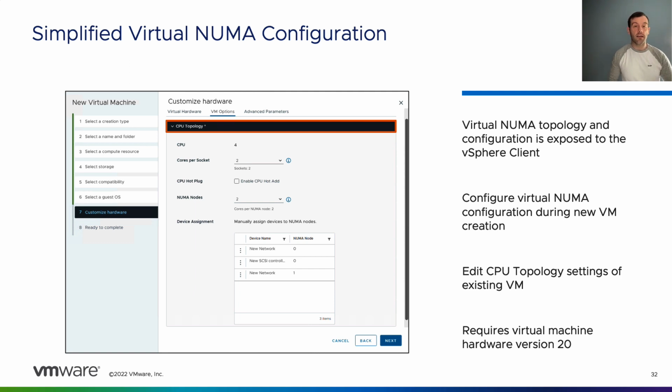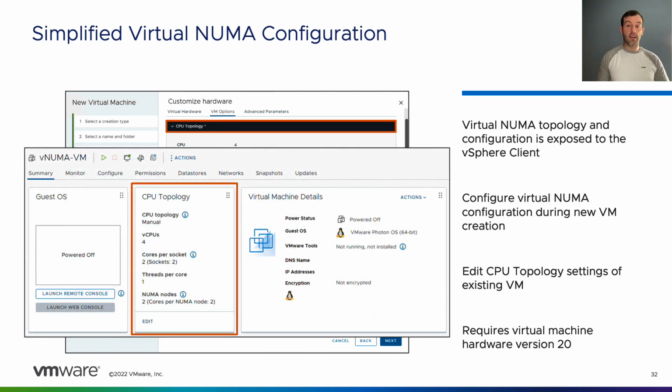Another area for those kind of niche workloads or very sensitive workloads that you want to squeeze a lot of performance out of, we also have a new simplified vNUMA configuration. So vNUMA has existed since, I think, vSphere 5, and up until now required you using advanced parameters or CLI-based options. But now with vSphere 8 and hardware version 20, the vNUMA topology is exposed to the vSphere client. So it's very easily configurable right there in the UI. And you can also manually assign devices to NUMA nodes as well right in the UI. There's also a handy tile right there on the VM summary page to illustrate the current CPU topology.